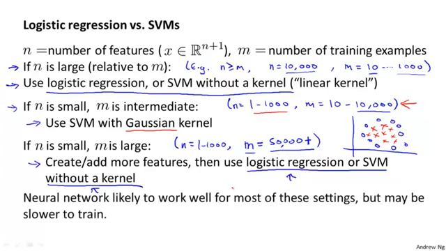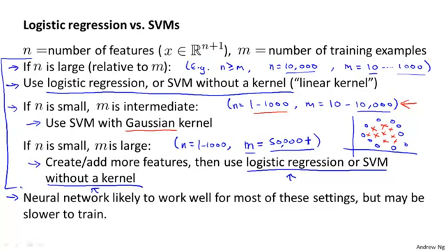And finally, where do neural networks fit in? Well, for all of these different regimes, a well-designed neural network is likely to work well as well. The one disadvantage, and one reason I might sometimes not use a neural network, is that for some of these problems, the neural network might be slower to train. But if you have a very good SVM implementation package, that could run quite a bit faster than your neural network.